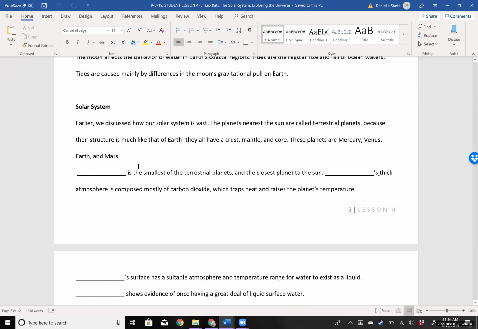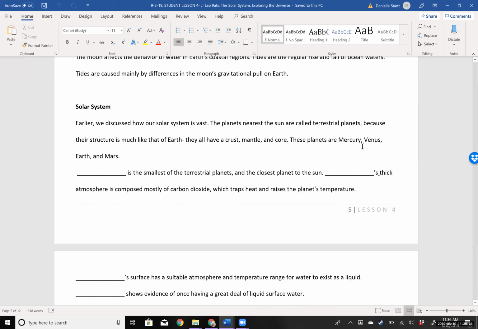And they're going to be Mercury, Venus, Earth, and Mars. So we've eliminated two. So now what we're down to is the one with the thick atmosphere composed mostly of carbon dioxide, which traps heat and raises the planet's temperature. And then this one, which shows evidence of having a great deal of liquid water on the surface.